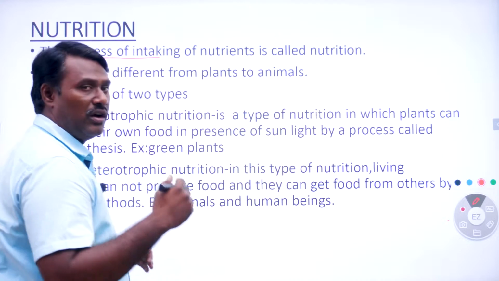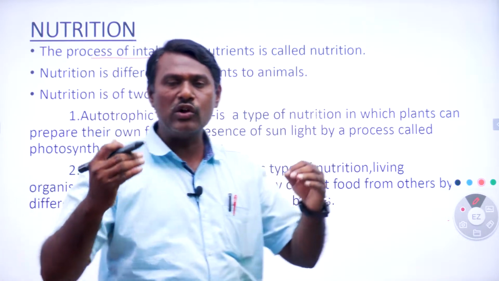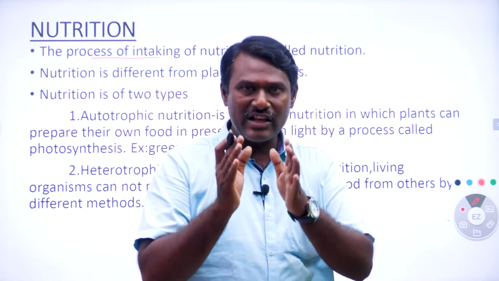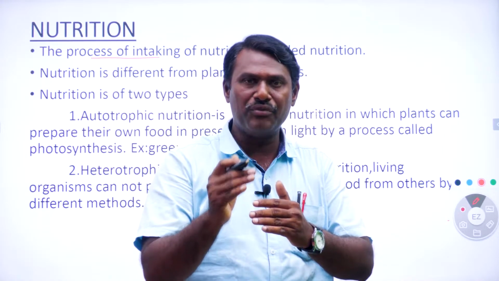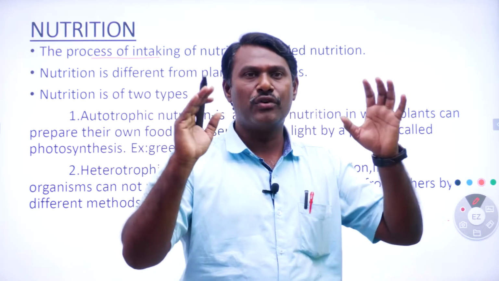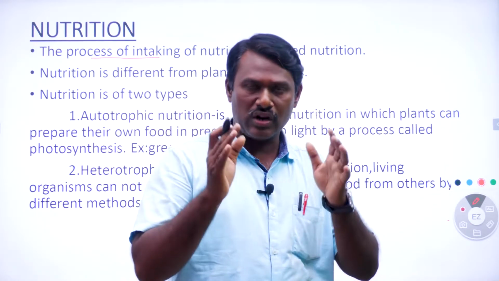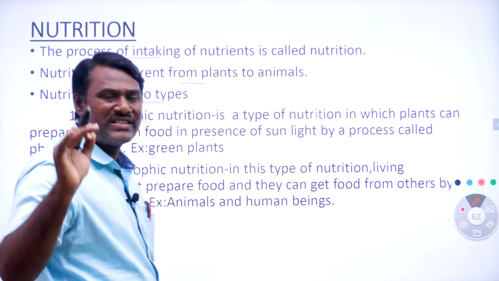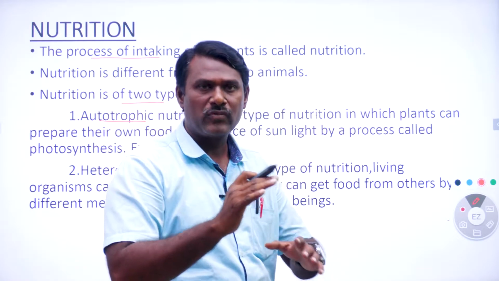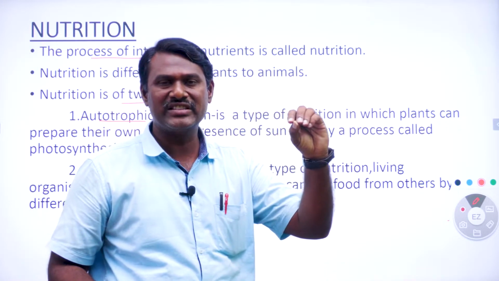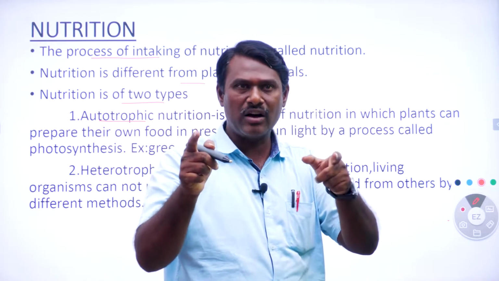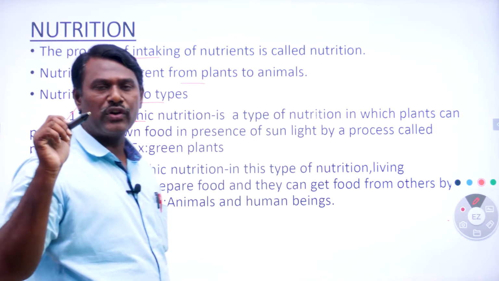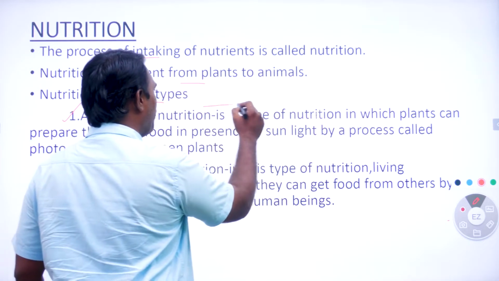Here we can get one doubt: how are the nutrients prepared, how can we get the nutrients? We can get the nutrients from plants, which can prepare food material by the photosynthesis process. Now we are coming to the main content, the photosynthesis process. Based upon photosynthesis, nutrition is classified into two types. One is called autotrophic nutrition.